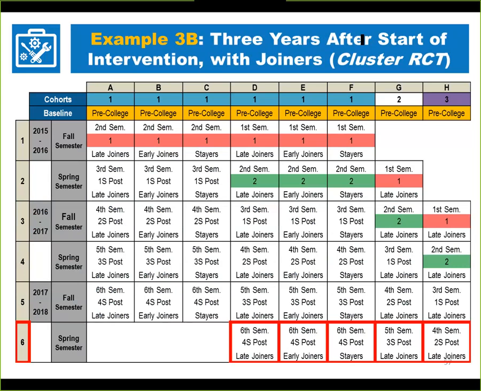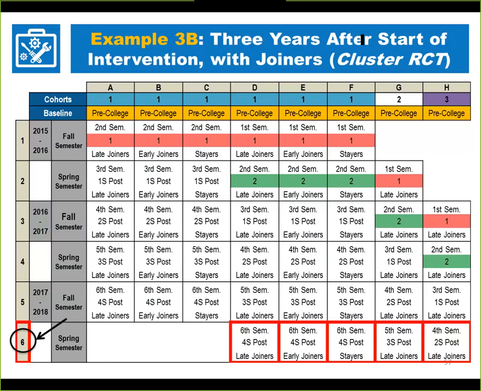late joiners. If the impact analysis focuses on all students in semester 6, regardless of the amount of exposure or grade level, and regardless of when they entered schools, in other words, a sample that includes stayers, early joiners, and late joiners, then outcomes would be measured for students in 5 cells, shown here outlined in red. Specifically, outcomes would be measured for students at the same time relative to the start of the intervention. Outcomes would be measured at the end of semester 6.